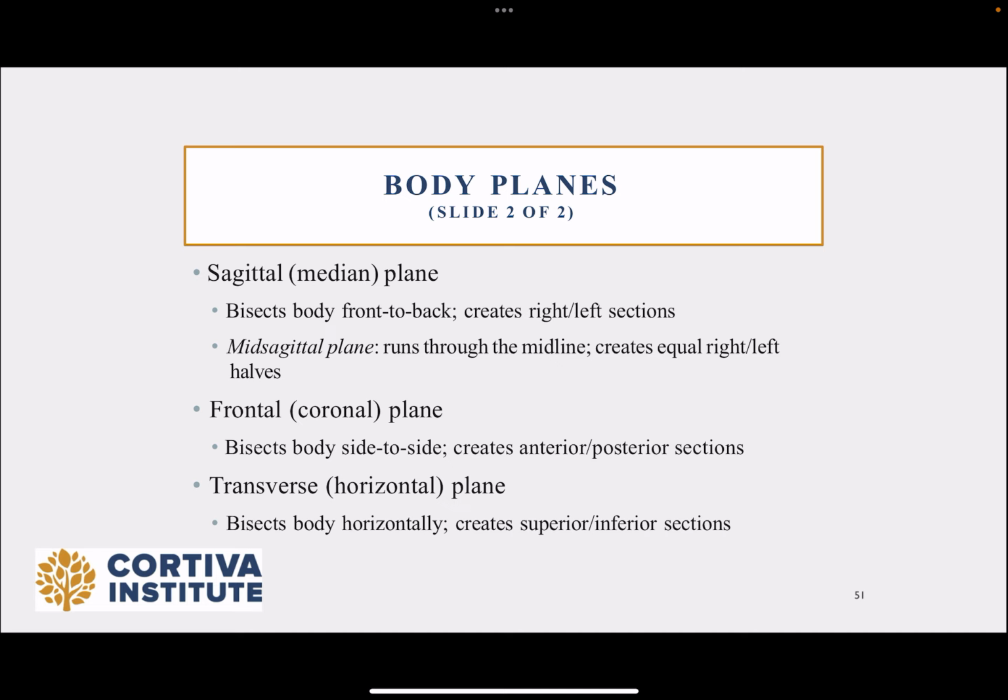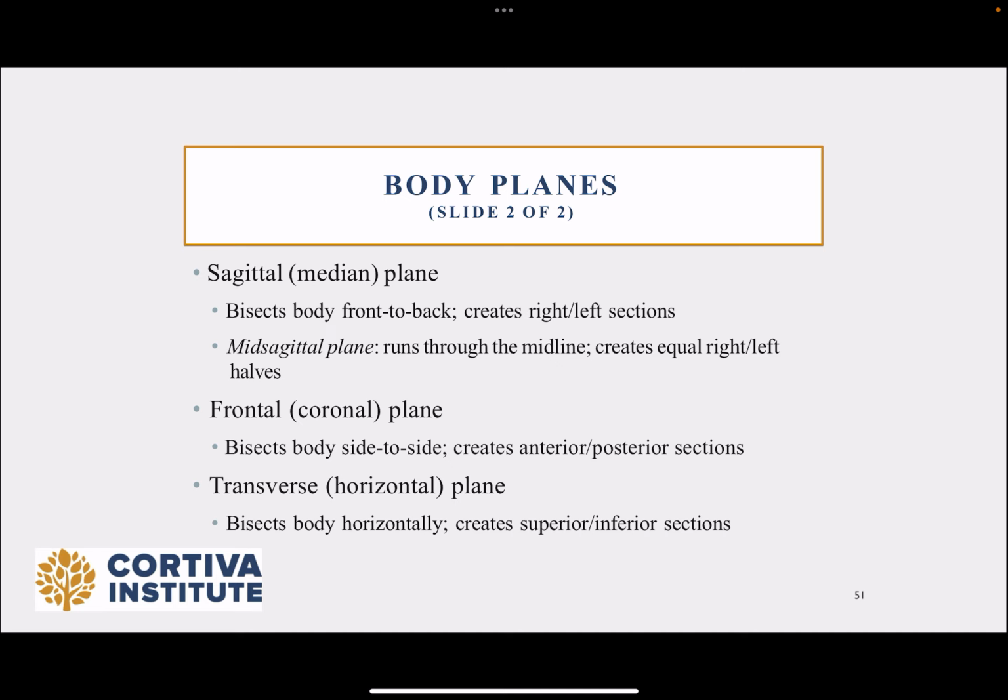Sagittal plane is the median plane, right? It's going to bisect the body front to back, creating left and right sections. A mid-sagittal plane is going to run directly through the middle of the body, right? So straight shot through the body, dividing left and right. Frontal, otherwise known as coronal plane, is going to bisect the body side to side. It's going to divide the body front and back. Sagittal, left and right. Frontal is going to divide front and back, right?